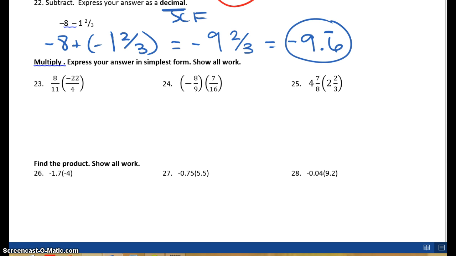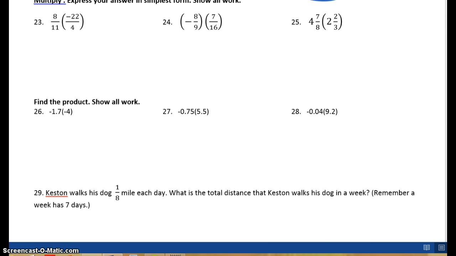23 through 25 is telling us to multiply and express our answer in simplest form and show all of our work. That's the key part here, showing all of our work. So number 23, 8/11 multiplied by negative 22/4. What we can do first is check diagonals. If we can cancel our diagonals, that'll make our multiplying easier, and also we won't have to simplify at the end after we're done multiplying.